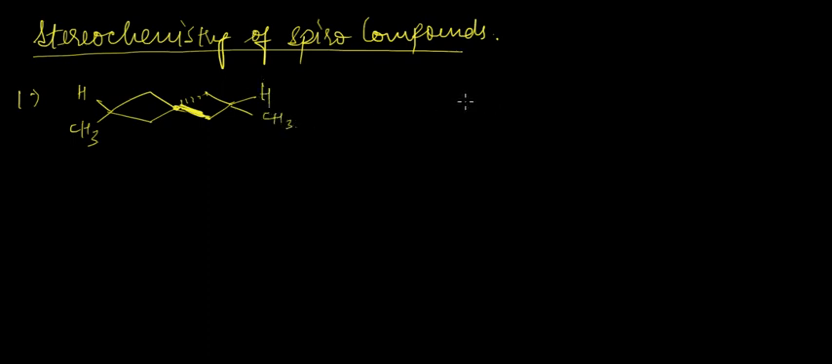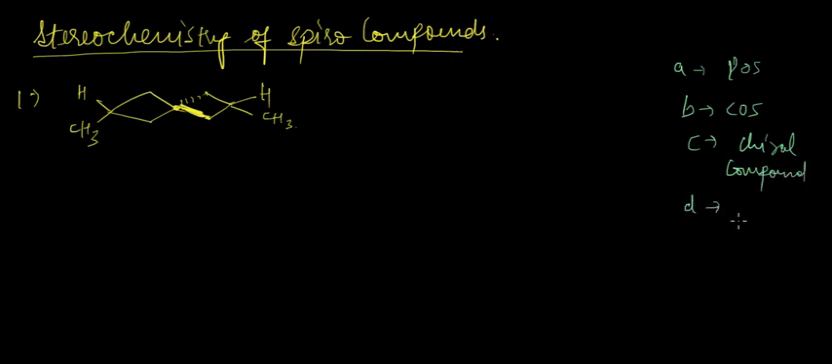In this case, first let me also write all the points. A is POS, B is COS, C is chiral compound, D is optically active. So if C is there, D would always be there. E is chiral center, and F is geometrical isomerism.